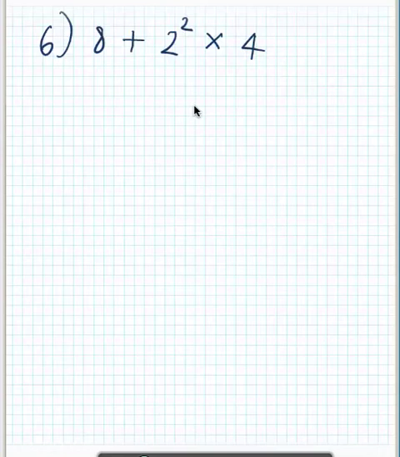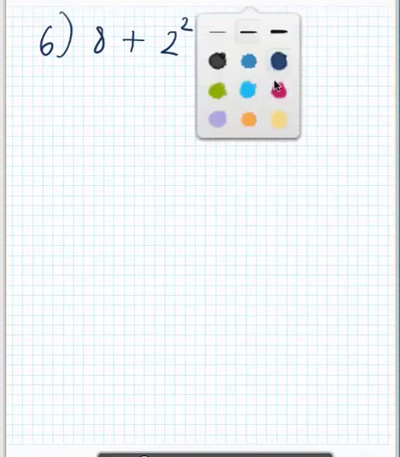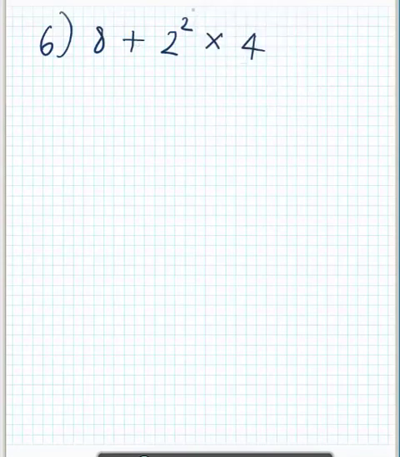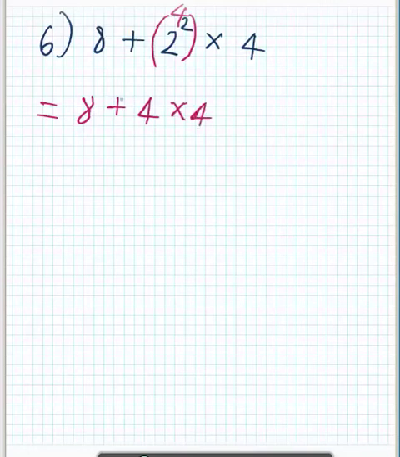Now next question, you notice we have a power here. So no brackets, but BIDMAS, I for index numbers. So that's the first thing we should do. I've got addition, multiplication, but this is my first step, and that is 2 squared is actually 4. So I'll write down what I have left. So 8 plus, it's now a 4 times 4.